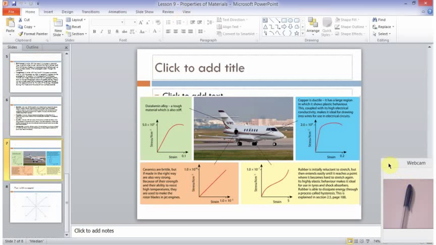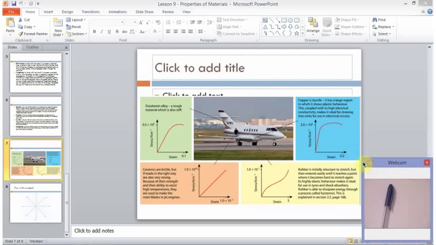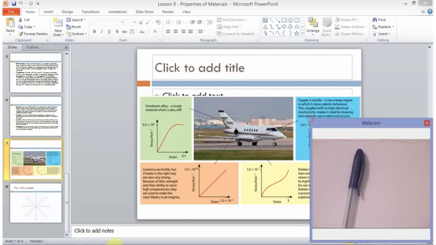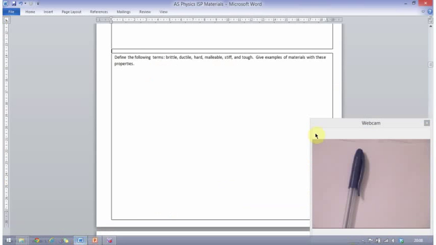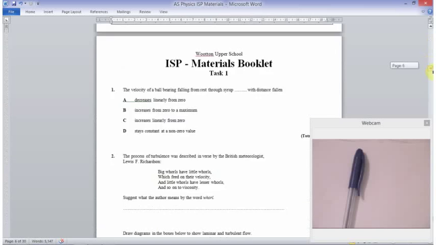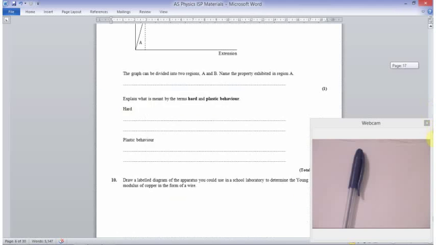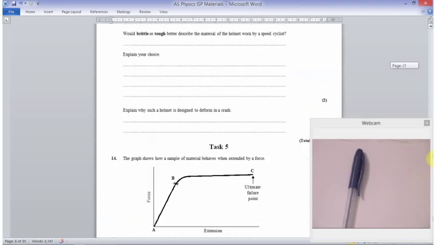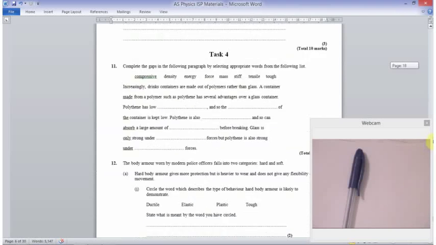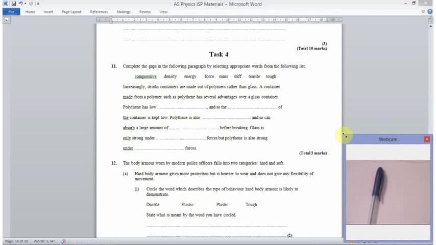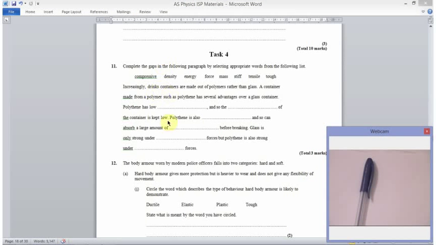Let's make the webcam reasonably big again, and let's get stuck into these questions. Where are we? Task 4. The first one's a cloze exercise, where you have to fill the gaps using the words above. Complete the gaps in the following paragraphs by selecting the appropriate words from the list.